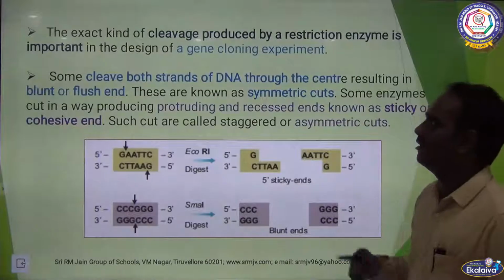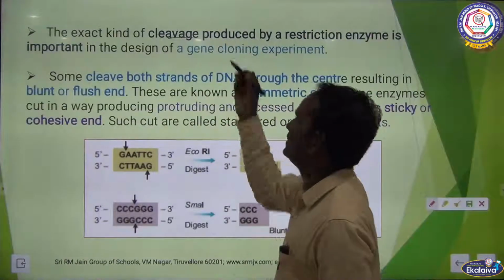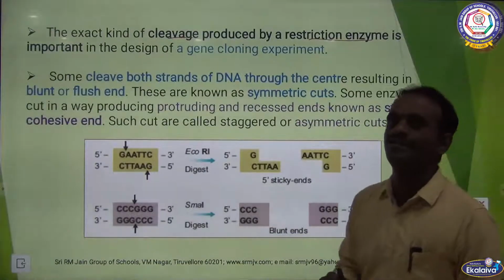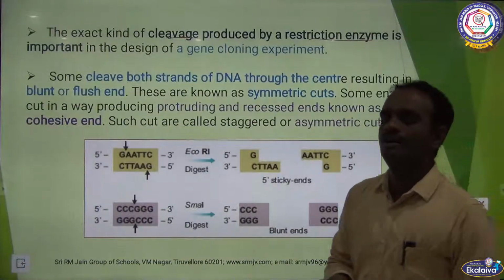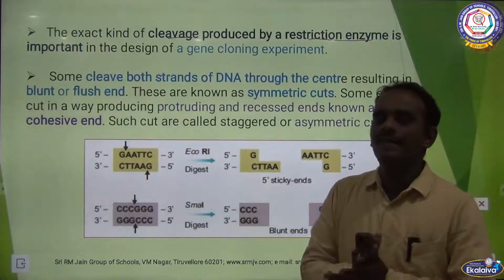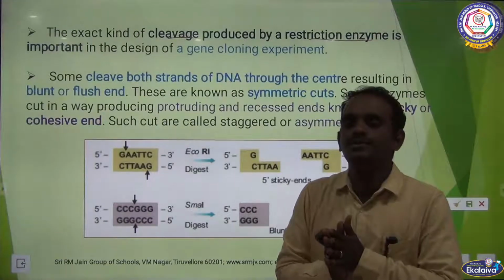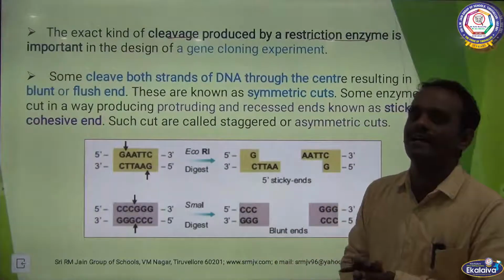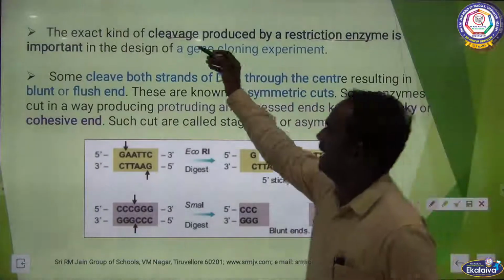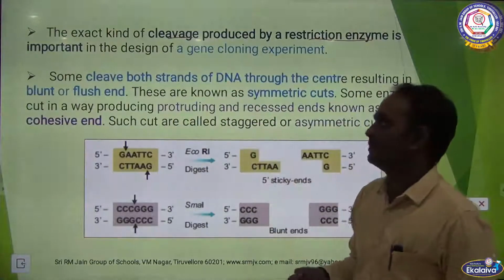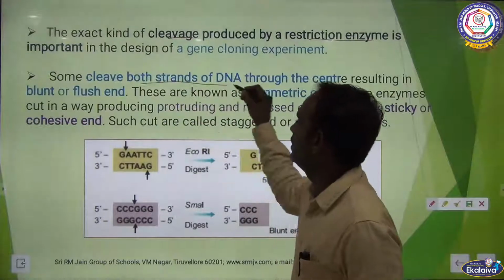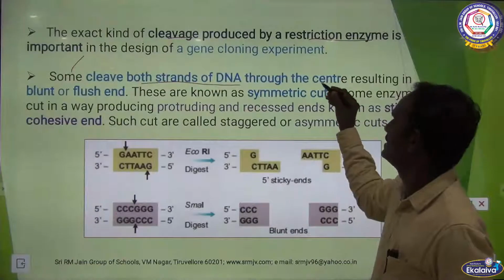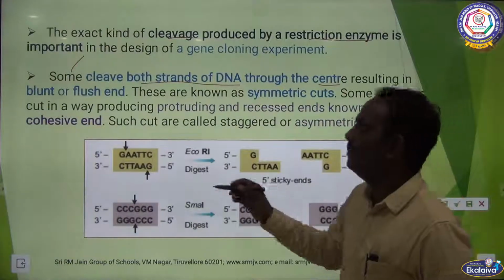The exact kind of cleavage produced by a restriction enzyme is important in the design of rDNA technology. Already you know that restriction enzymes have the ability to cut DNA fragments. They have a cleavage property. Some enzymes cleave both strands of DNA through the center, resulting in the blunt end.